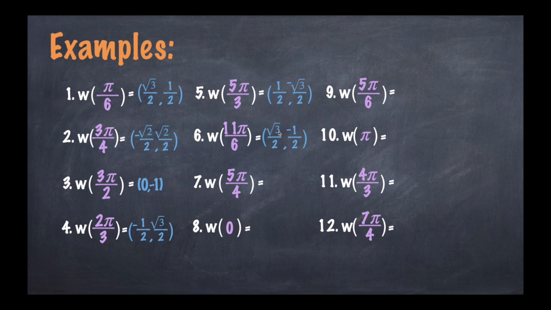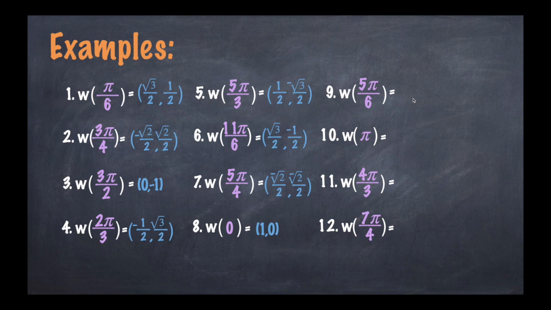For 5 pi over 4, we see that 4, automatically it should have been root 2 over 2, root 2 over 2. And since 5 is just 1 bigger than the denominator, we know we're in quadrant 3, which means that both signs should be negative. For number 8, 0 is on the right side of the unit circle. So that value is going to be at 1 comma 0.